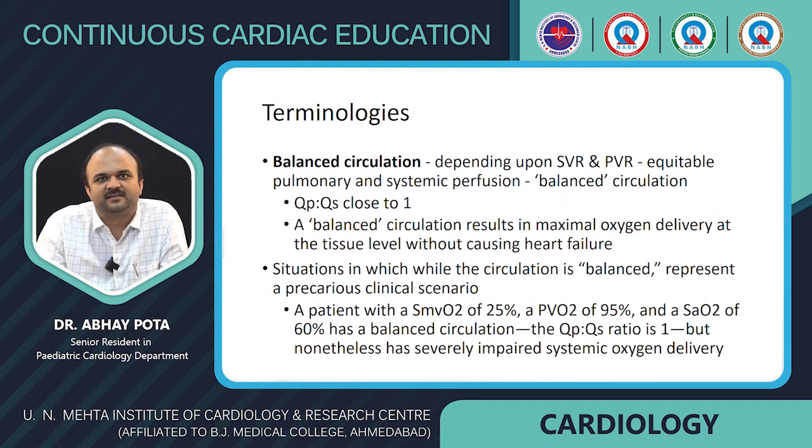A balanced circulation results in maximum oxygen delivery, that is DO2, at the tissue level without causing heart failure. But there are certain situations in which, while the circulation is balanced, that is QP:QS of nearly 1, they represent a precarious clinical scenario. A patient with a mixed venous saturation of 25%, pulmonary venous saturation of 95% and aortic saturation of 60% has a balanced circulation. The QP:QS ratio is 1, but nonetheless he has severely impaired systemic oxygen delivery. So ideally, the balanced circulation term should not be confused with stable hemodynamics. This is more of a misnomer.